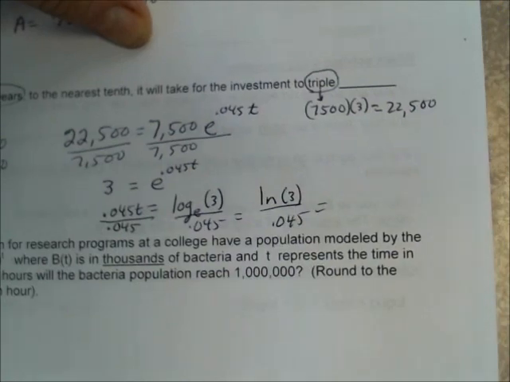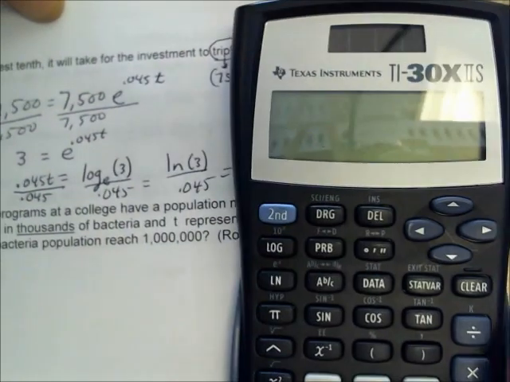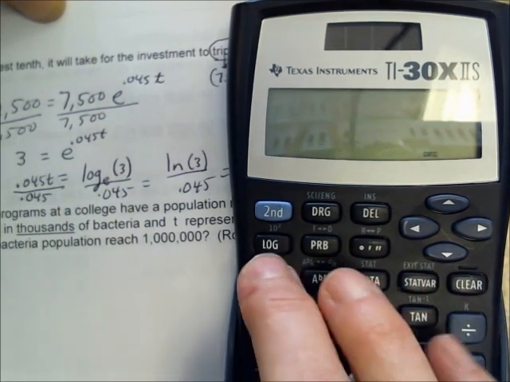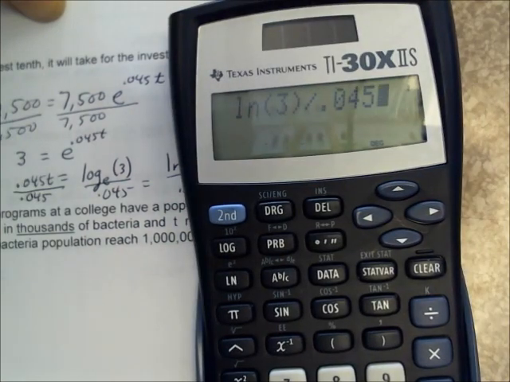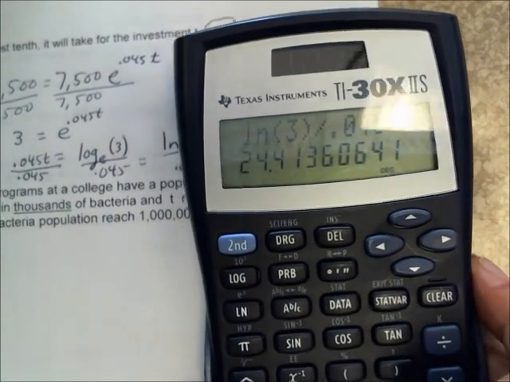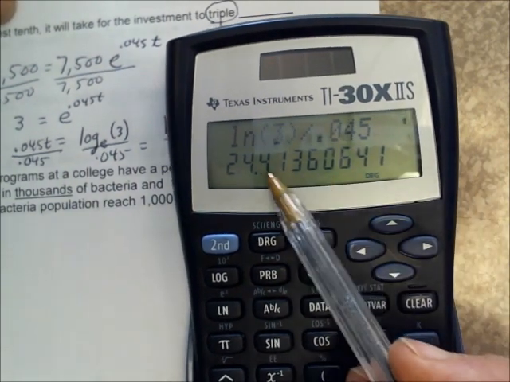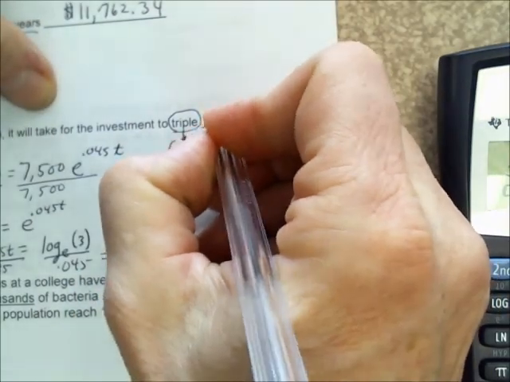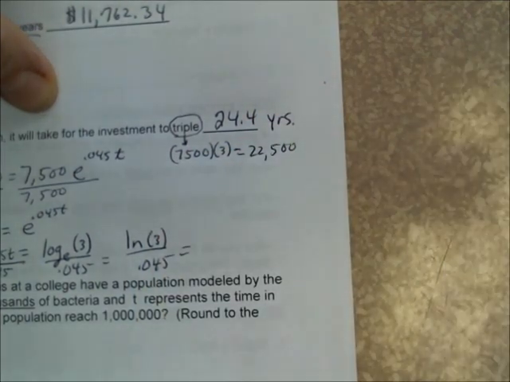You can use either calculator. I think I'll use my old scientific one here. The ln, oops, turn it on. The ln of 3 divided by 0.045. It's going to take 24.4 years for his investment to triple, to the nearest tenth, because the hundredth would not round that 4 up to a 5. So the answer is 24.4 years it would take.